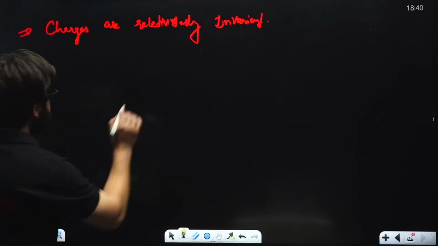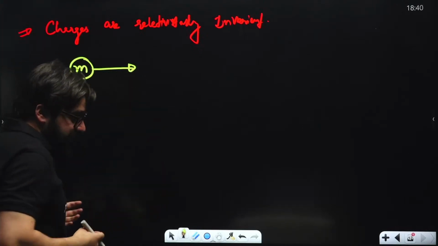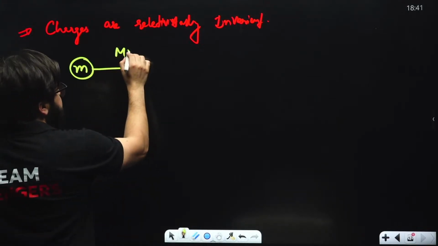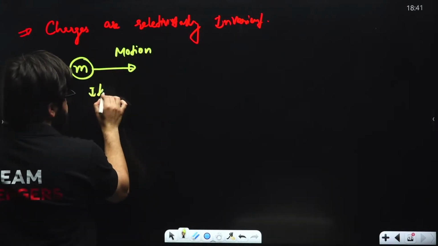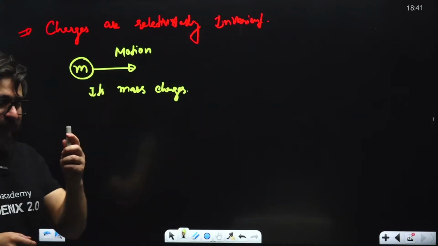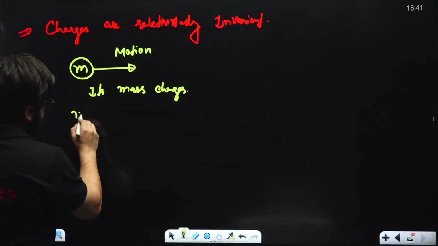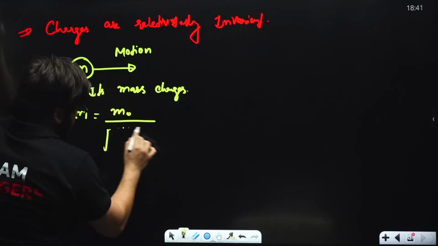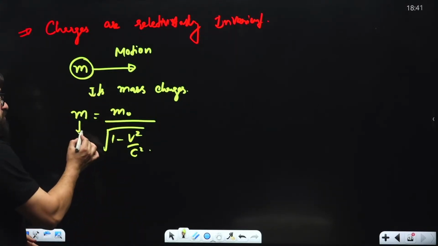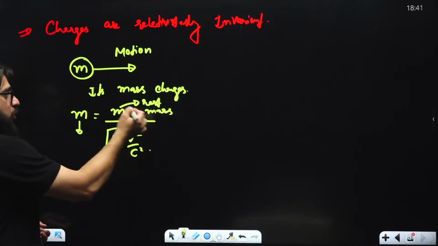See, let's suppose I have got a mass m over here, and this mass m comes in motion. It starts moving with some speed. Whenever mass comes in motion, we say its mass changes. And how can we find the value of that mass? It is equal to m naught divided by under root of 1 minus v square by c square. This is the formula by which we can find the mass of that body. This is the mass in motion, and this is what we call the rest mass, the mass when the body is at rest.